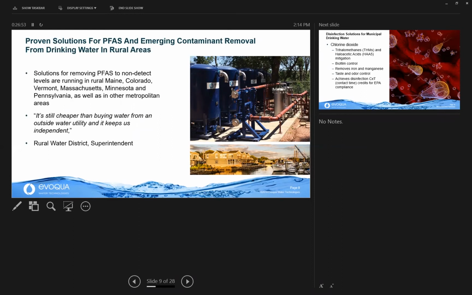One of the things that the rural communities have been saying is that it's still cheaper to treat at the source than buying water from an outside utility. And it helps keep independent. It helps keep control over your costs and your operations.